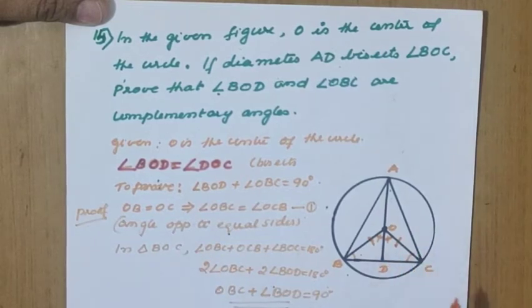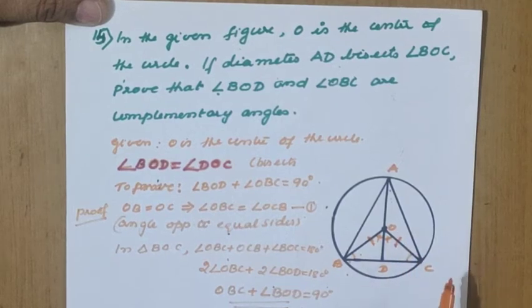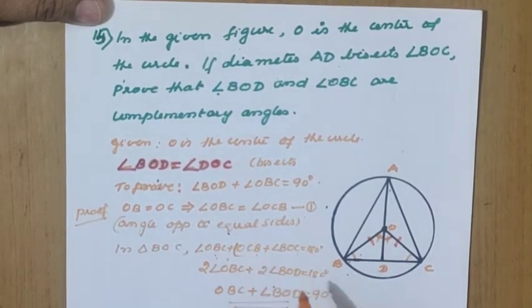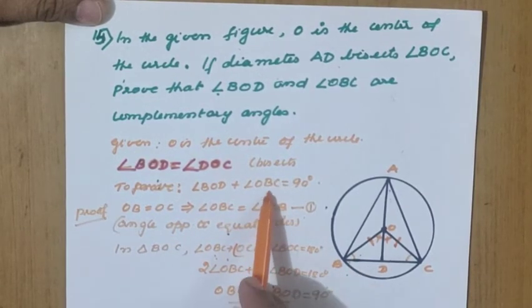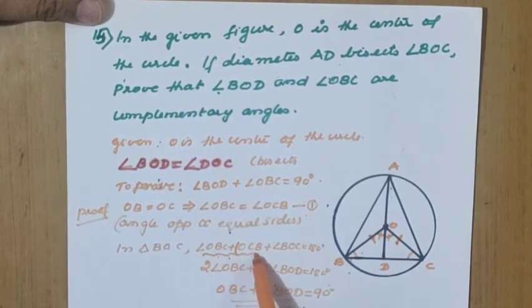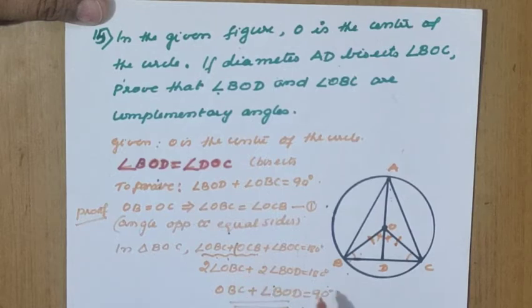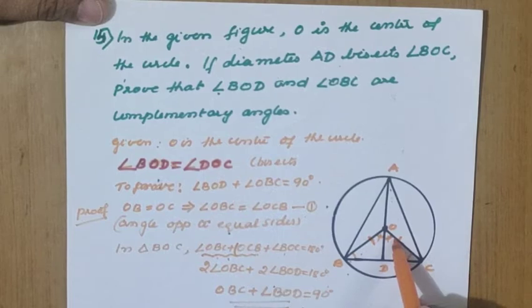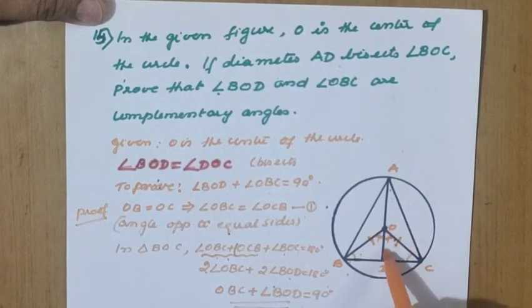Now in triangle BOC, we take angle OBC plus OCB plus angle BOC equal to 180 degrees, by the angle sum property. Now we know that OBC and OCB are equal, so it is 2 times OBC, because we need to prove that OBC and BOD are complementary angles. Now BOC, the whole angle, is divided into 2 equal parts. The question is asked for BOD, so we write it as 2 times BOD.